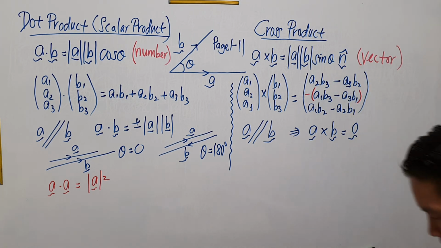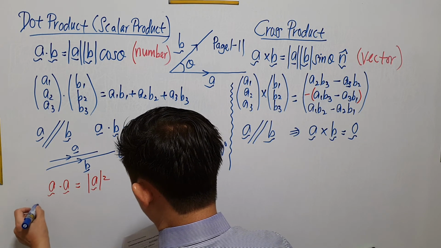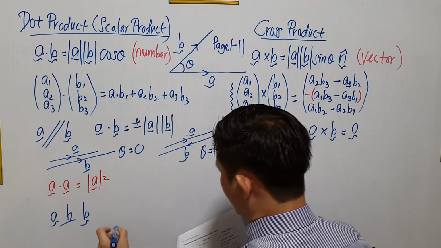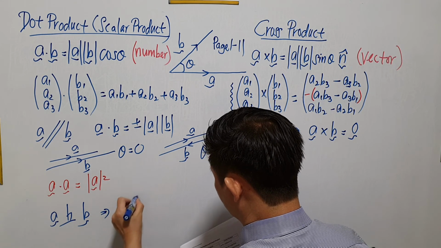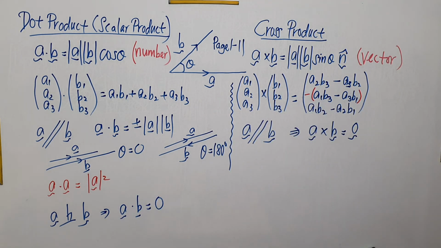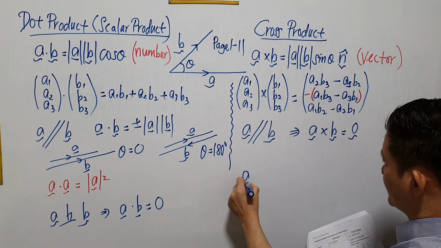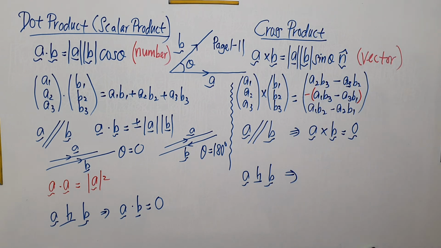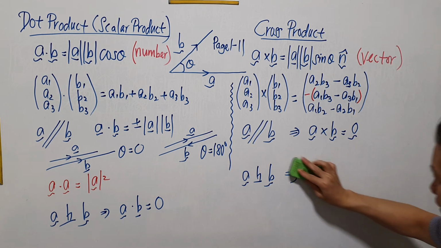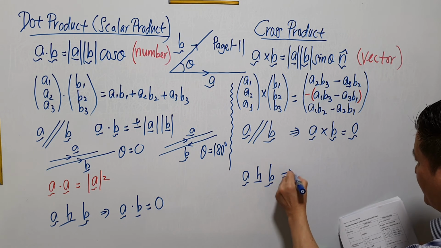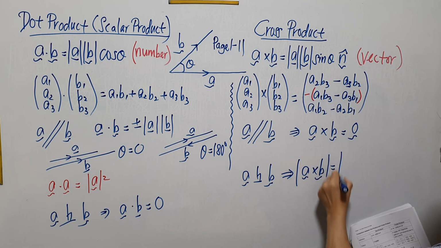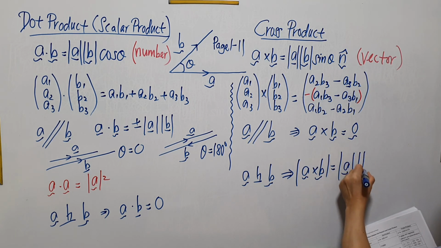Then there are also perpendicular vectors. If A is perpendicular to B, then this dot product is actually 0. And we have a result that we did in the notes: if A is perpendicular to B, then the magnitude of the cross product is just magnitude of A times magnitude of B.